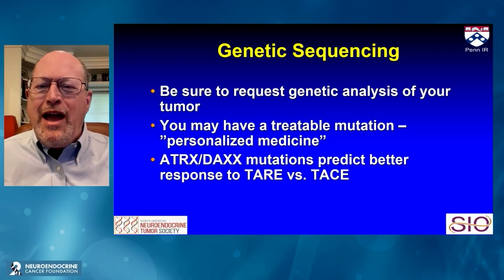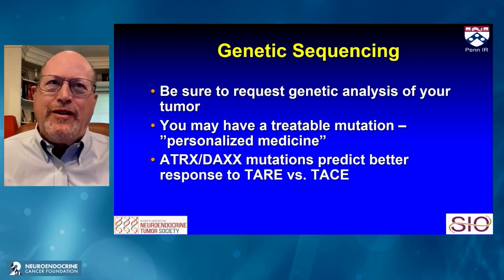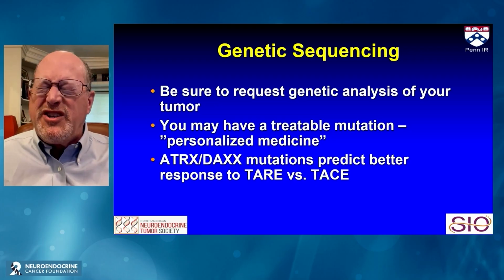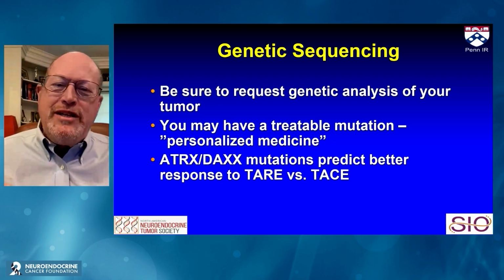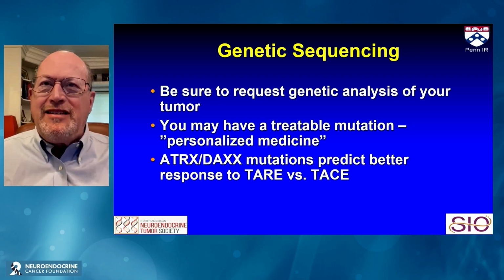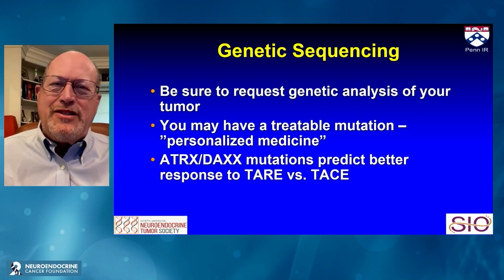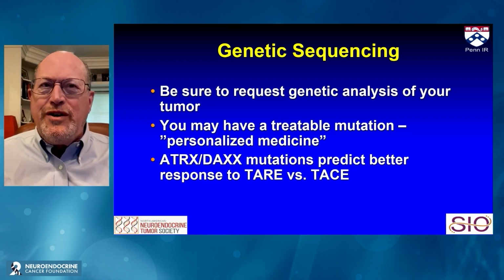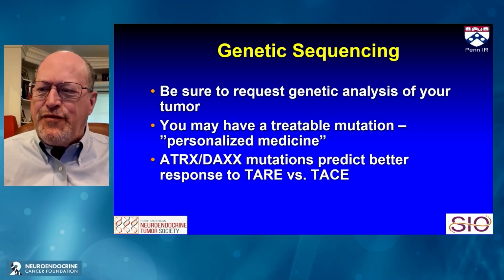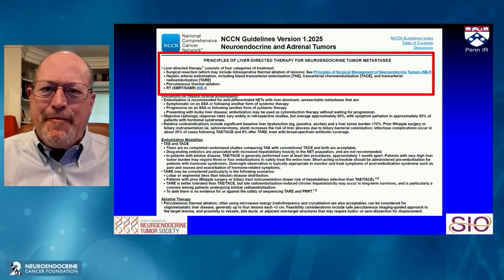So, for example, ATRX-DAC mutations are fairly common, especially in pancreatic neuroendocrine tumors. If you have that, that predicts that you would be resistant to TACE or bland embolization and more sensitive to radiation or TARE. So if we knew that ahead of time, that would help us decide which liver-directed therapy would actually be best for you. So genetic sequencing is super important. You want to ask for that from your doctors when you get biopsy.